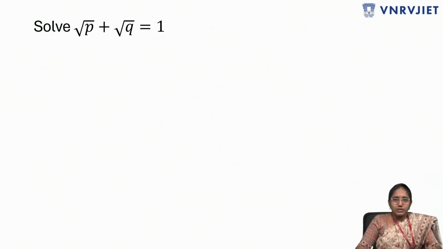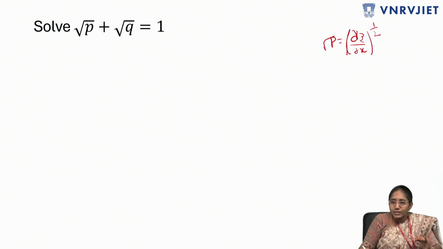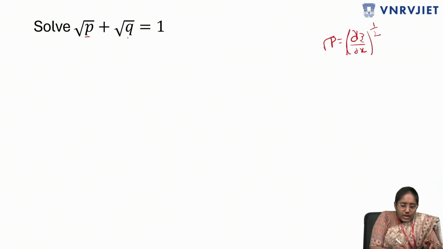Now let us explain with an example. Solve root p plus root q equals 1. Here, if we observe, this is a partial differential equation of first order. What is the degree of this differential equation? p is nothing but dou z by dou x, and root p is nothing but power 1 by 2. That means the degree is 1 by 2, which is other than 1, so it comes under non-linear. And the equation has only p and q. Then you can apply the same procedure which we discussed just now.